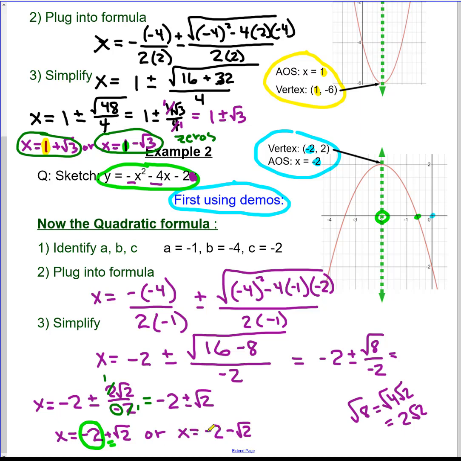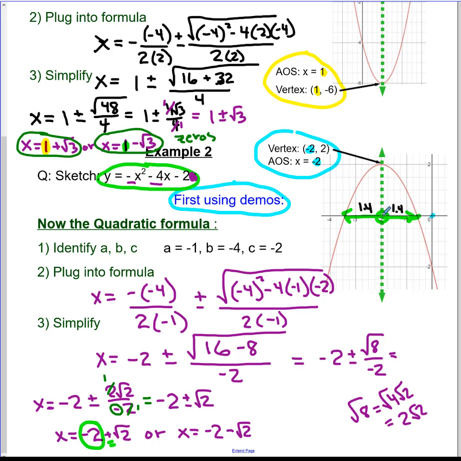Or x is start at negative 2 and go left 1.4. So we went right 1.4, now we're going to go left 1.4, which is a little shy of 1.5. And that's pretty close on the graph there, as you can see. It's actually 1.41 if you're being fancy, but we're just rounding to the 10th place. For graphing purposes, that's fine.